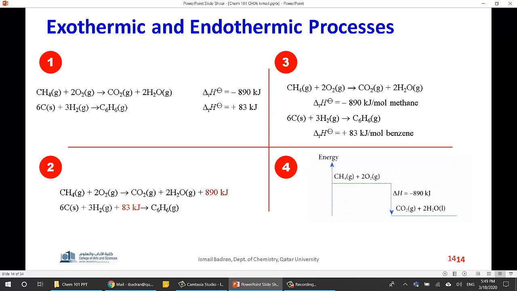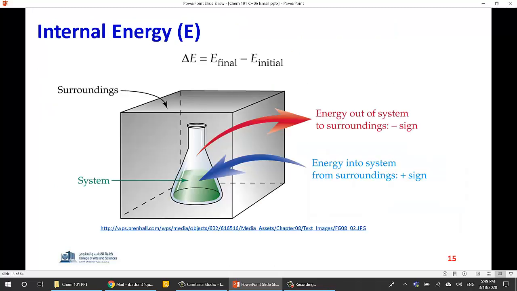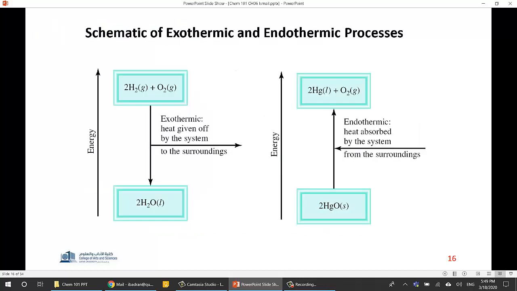So in case number 4 here, we are having combustion reactions where methane is reacting with oxygen to form CO2 and H2O. In an exothermic reaction, always remember that the products have less energy than the reactants, and therefore they are more stable. In endothermic reactions, it's actually the other way around. I'm just going to come to the definition of internal energy later on.